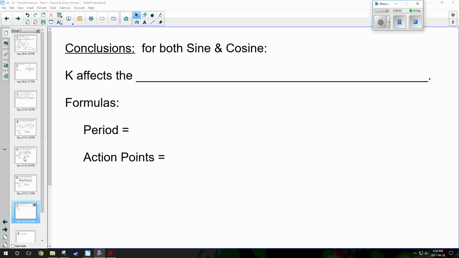Okay, so at this point, everyone should have had a chance to go through examples number 2 and number 3 and try and give a chance at the conclusions to see if you can fill in the blanks here of what K affects and what the formulas for period and action points are. Let's just quickly go through the solutions to examples 2 and 3 to double check your answers.